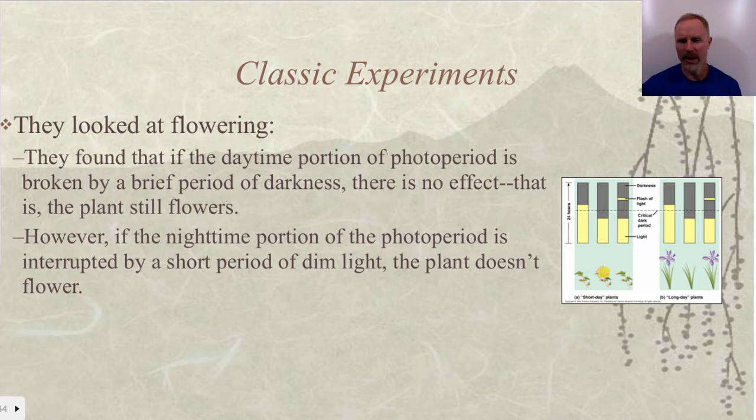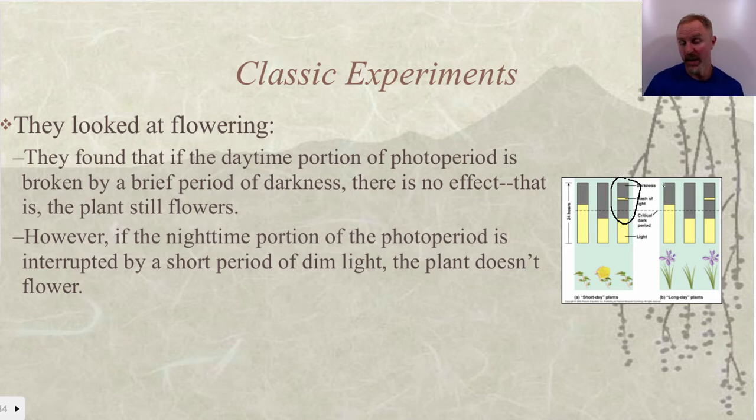So again, if you look at the daytime period here, if you break this up by a period of darkness, there really was no effect. And what they were doing was interrupting this nighttime period. If you see the nighttime period, if they broke this up with a little flash of light, they could get the plants to not flower.